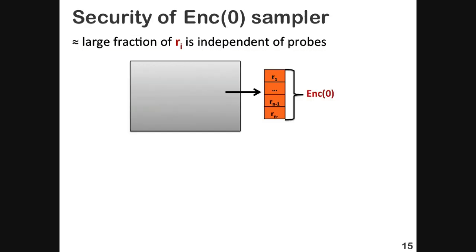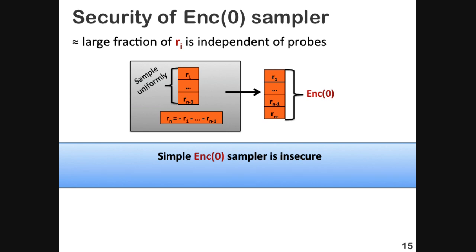So what does the security of an encoding of zero sampler say? Essentially, we have this sampler that produces this distribution R1 to Rn, which is an encoding of zero. The adversary can place some probes inside, and what we want in the end is that still a large fraction of these outputs are independent of the internal probes. A simple way to do this is to sample R1 to R(n-1) uniformly at random, and then compute Rn as the negative sum of the shares.